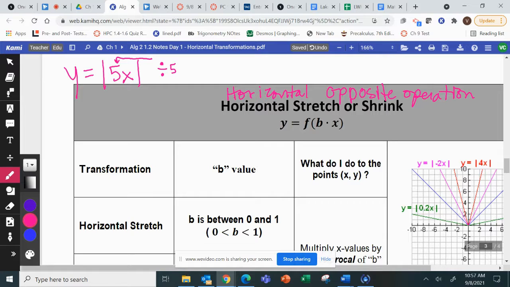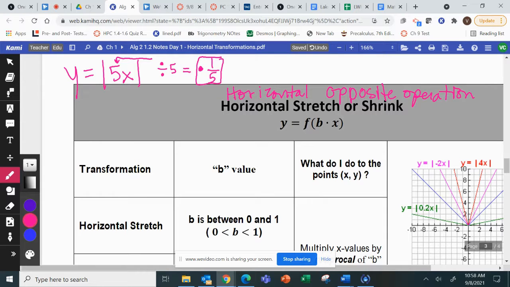So instead of using division, I'm going to always change it to multiplication. So dividing by 5 is the exact same thing as multiplying by its reciprocal. So instead of dividing by 5, I can multiply by what number? Not 0.5. 1/5. So instead of dividing by 5, I'm multiplying by 1/5.